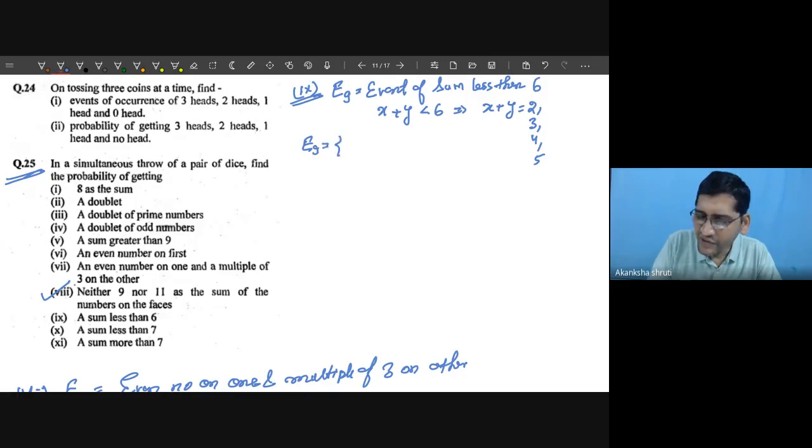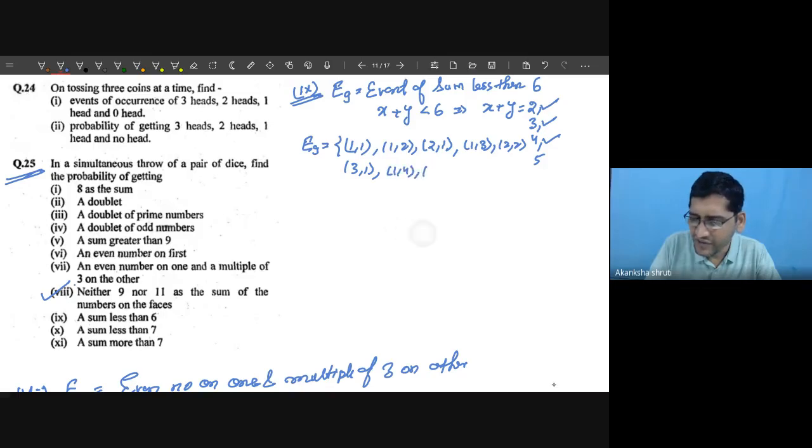So for E9, for getting the 2, I can have 1 and 1, 2 is over. For getting the 3, 1 and 2, or 2 and 1, so 3 is also over. For getting the 4, I can have 1 and 3, or 2 and 2, or 3 and 1, so 4 is over. For 5, 1 and 4, 2 and 3, then 3 and 2, then 4 and 1. That's all. Okay, even directly we can count this.